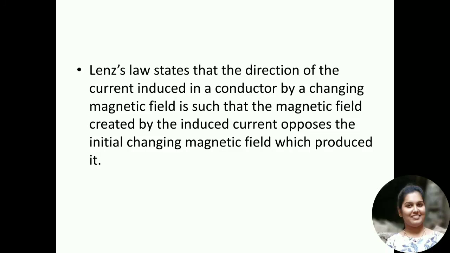Lenz's law states that the direction of the current induced in a conductor by a changing magnetic field is such that the magnetic field created by the induced current opposes the initial changing magnetic field which produces it. This can be a bit hard to understand at first, so let's look at an example problem.